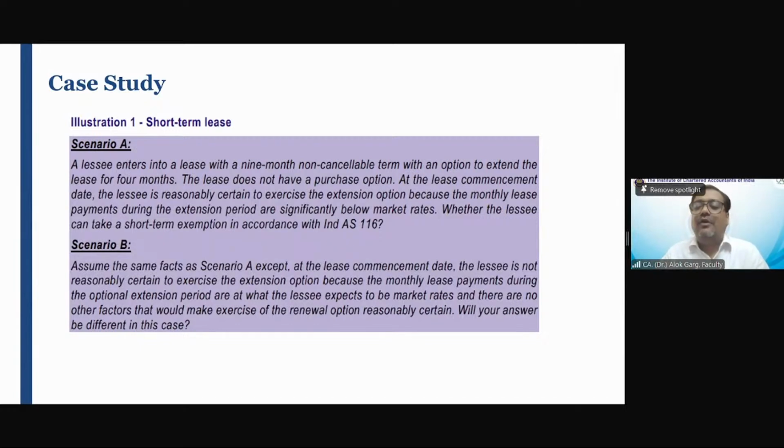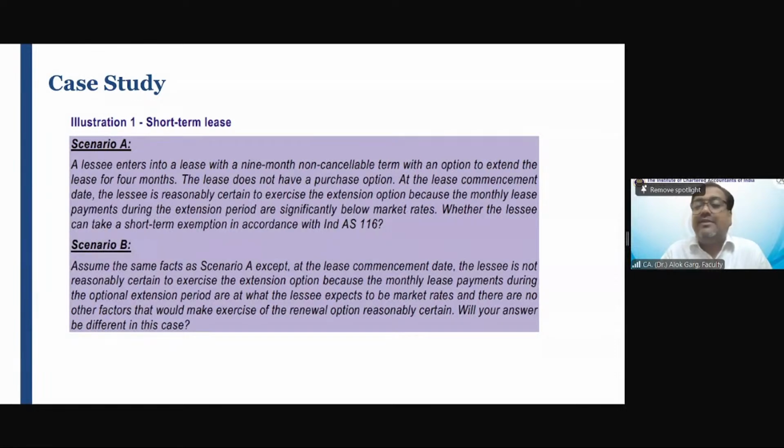So first of all, you always need to remember, if you have to solve a question in the examination paper as well as in real life, you have to ask 4 questions. Question number 1, is it an identified asset? Question number 2, whether the right to control the use of the asset has been transferred.